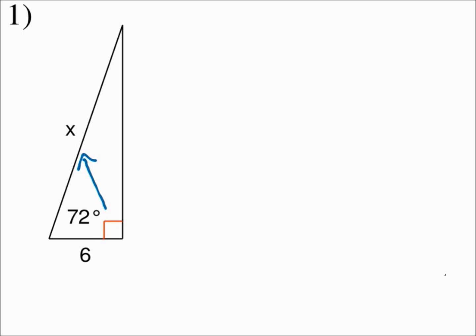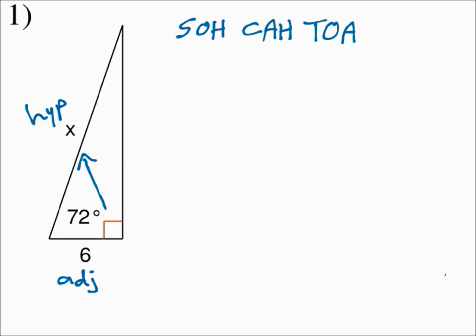The side across from the right angle is the hypotenuse, and the leg next to the angle I'm working with is adjacent. Which trig function is it? Remember SOHCAHTOA. Since I'm using hypotenuse and adjacent, I'll use cosine. Cosine of theta equals adjacent over hypotenuse.